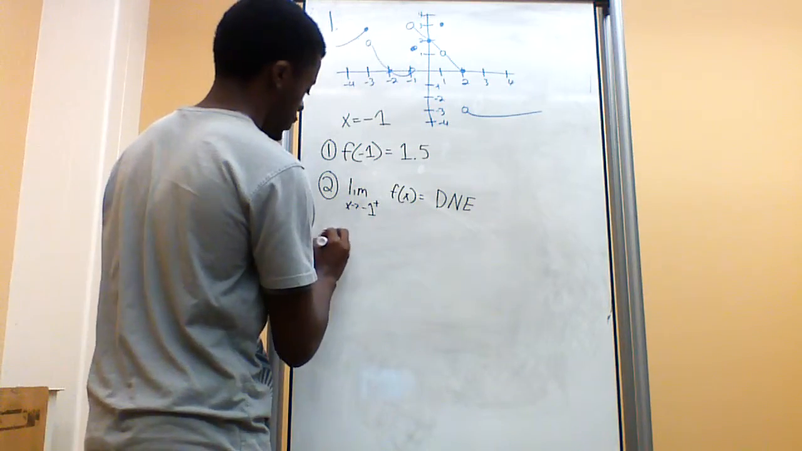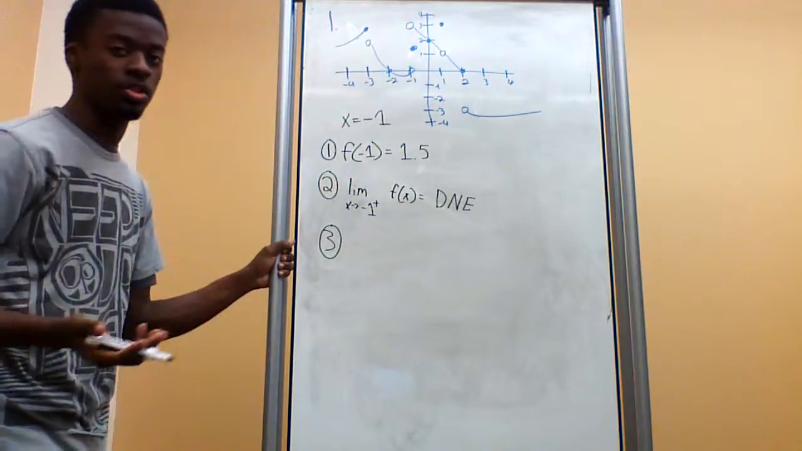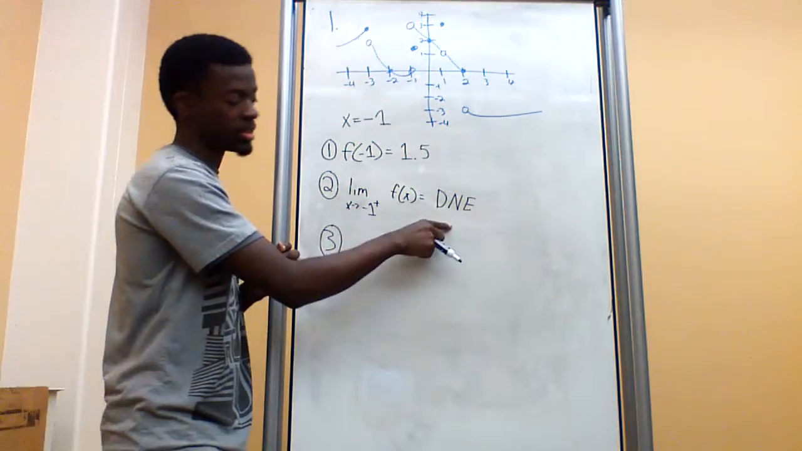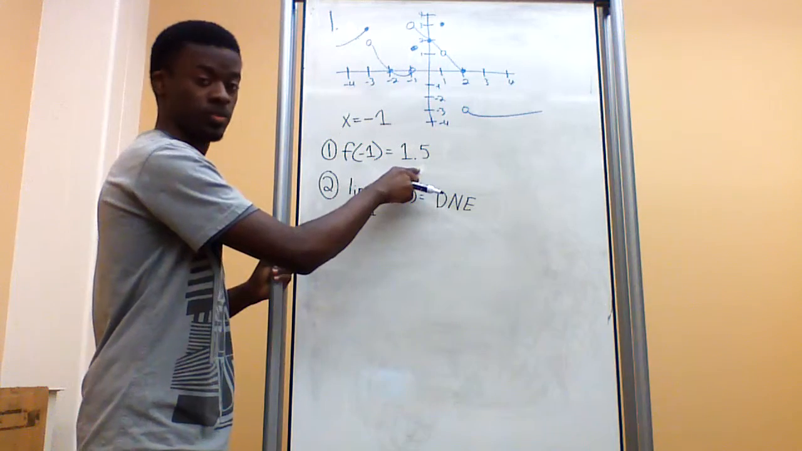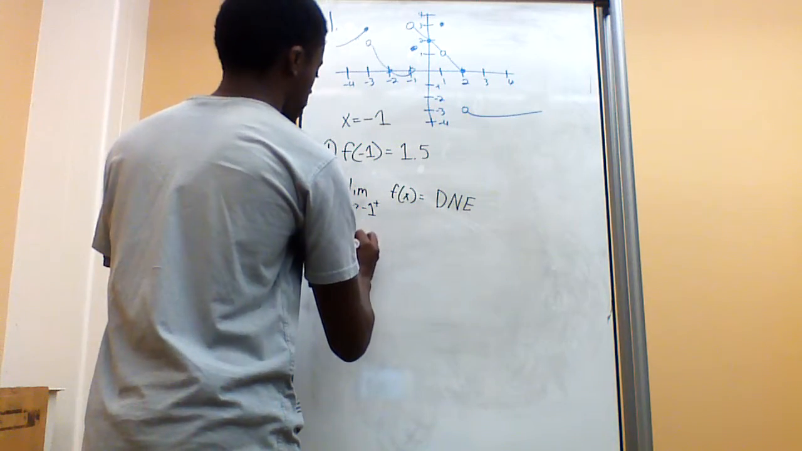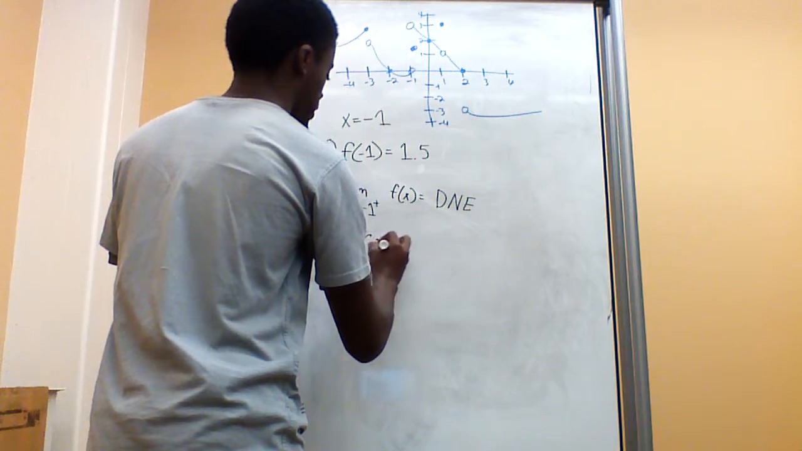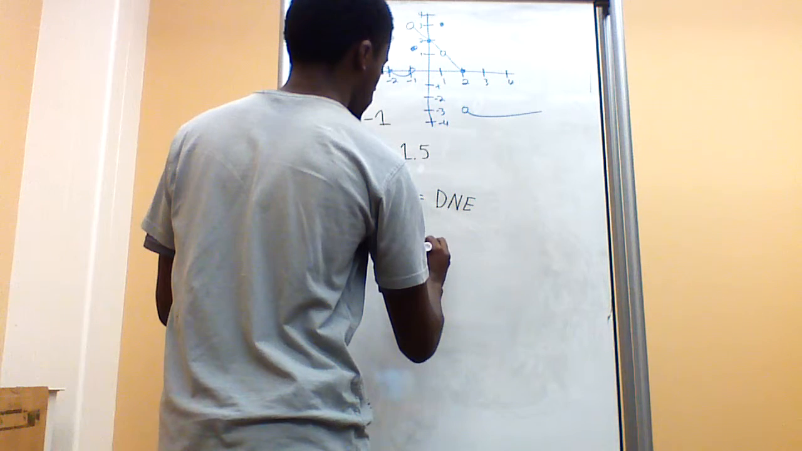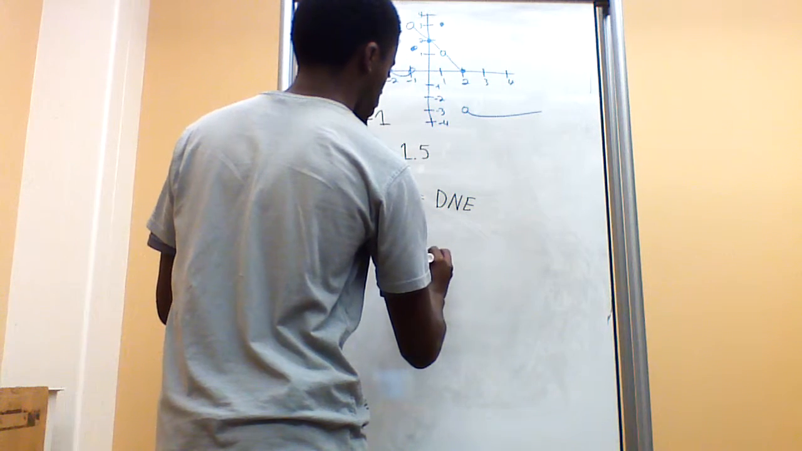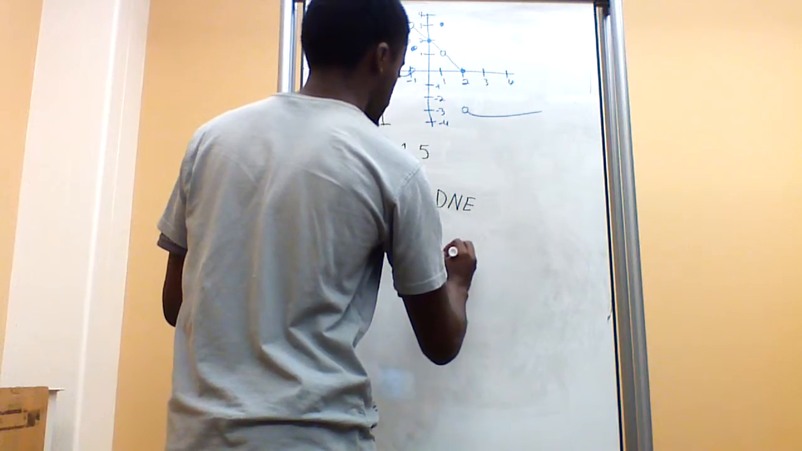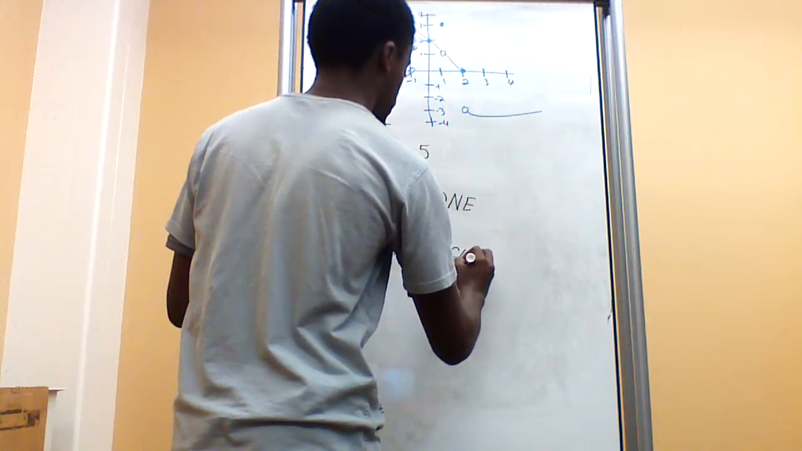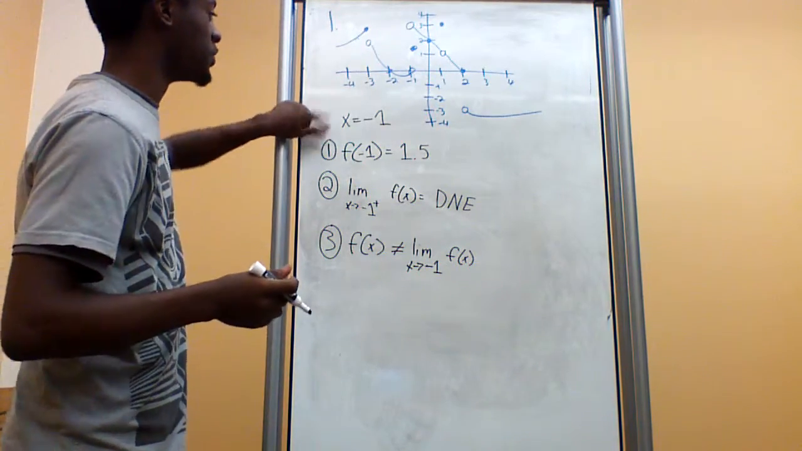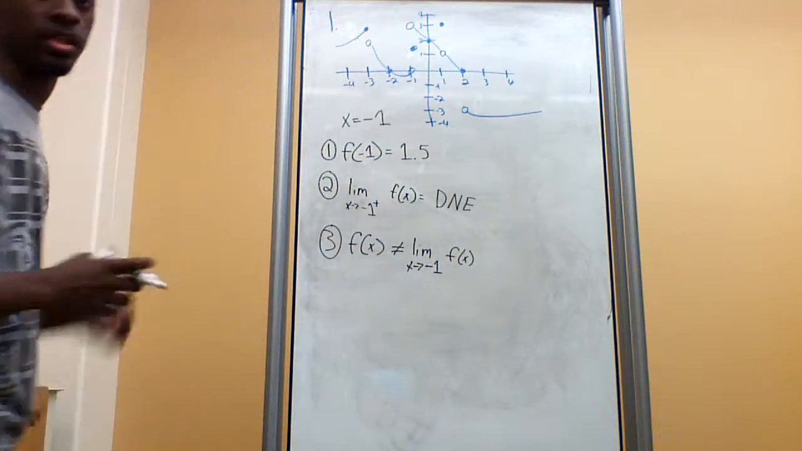Number 3 on the checklist, it wants to know if number 1 and number 2 are the same. Since number 2 does not exist and number 1 is equal to 1.5, f of -1 does not equal the limit as x approaches -1. So therefore, the function at x equals -1 is not continuous.